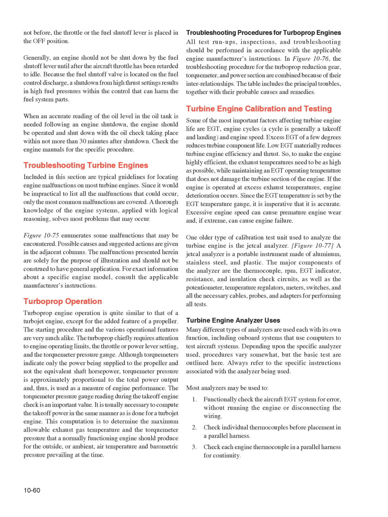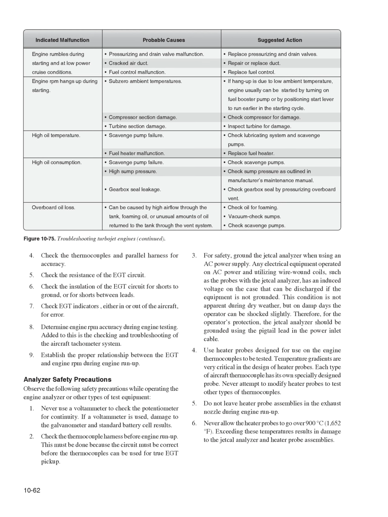Most analyzers may be used to: 1. Functionally check the aircraft EGT system for error, without running the engine or disconnecting the wiring. 2. Check individual thermocouples before placement in a parallel harness. 3. Check each engine thermocouple in a parallel harness for continuity. 4. Check the thermocouples in parallel harness for accuracy. 5. Check the resistance of the EGT circuit.